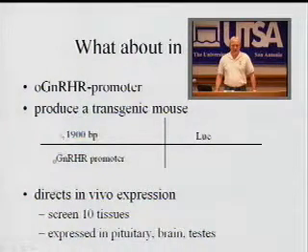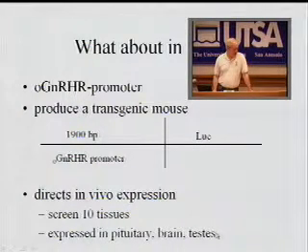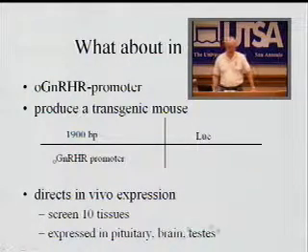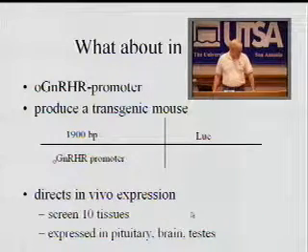So this 1900 base pairs does direct the in vivo expression, so we can get tissue specific, and we wonder then about cell specific gene expression. So 10 tissues were screened, and it was expressed in the pituitary, the brain, and the testes, as would be predicted. At least now that we know that there's basically almost a complete HPG axis in the gonads themselves.